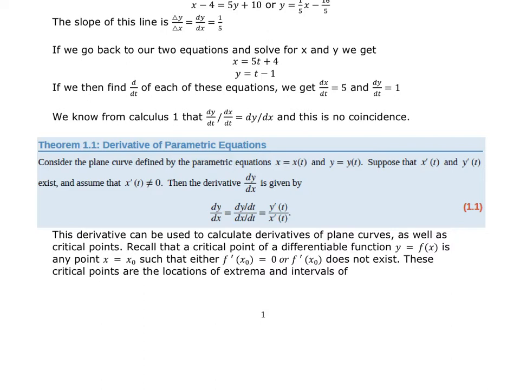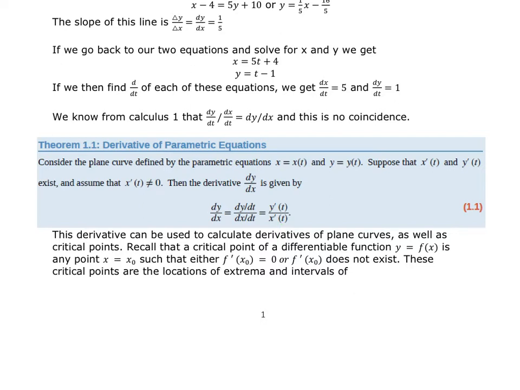Our first theorem says, if I have two parametric equations where I've got the function x in terms of t and y in terms of t, then I can take the derivative of x with respect to t and the derivative of y with respect to t, provided, of course, the derivative of x with respect to t is not equal to 0. Then dy dx can be written as dy dt divided by dx dt, or in other words, y prime of t over x prime of t.